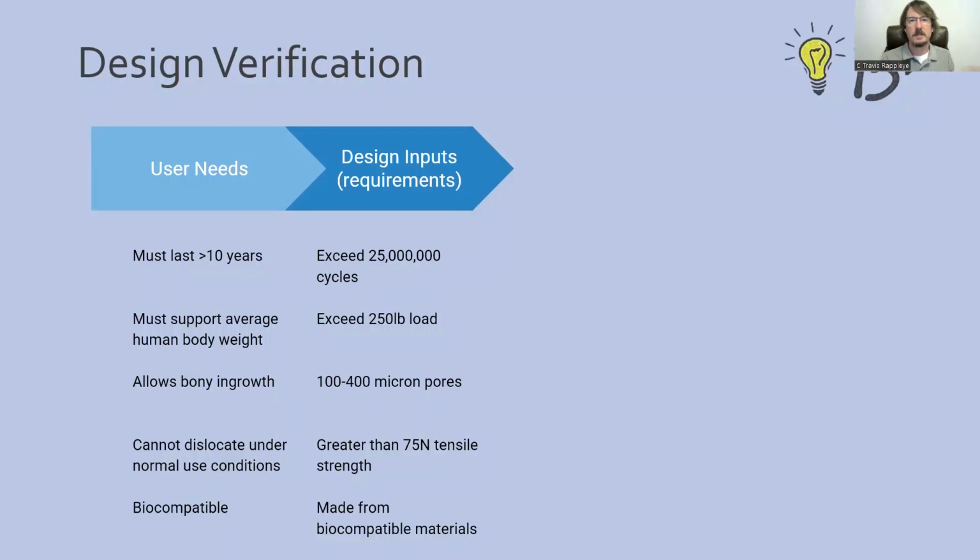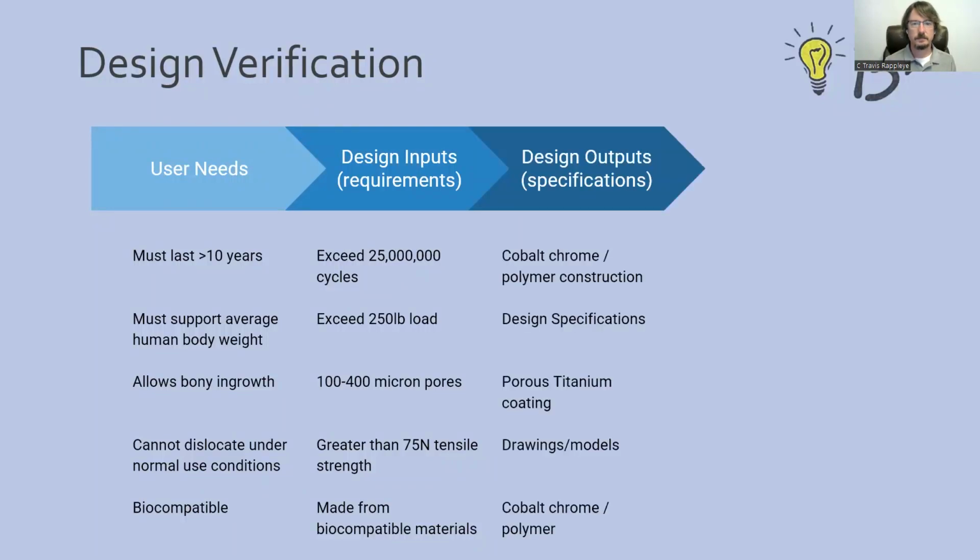"Allows bony ingrowth" is something, again, that a physician would tell you that the product needs to do. And then through literature, we can find that that means it's got to be a porous surface, and the openings should be 100 to 400 microns in diameter so that the bone can grow into the substrate. Great. We do that for all of the user needs and come up with these design requirements. These help us to then design our device and make sure that we're designing the right device that's going to meet all of our user needs.